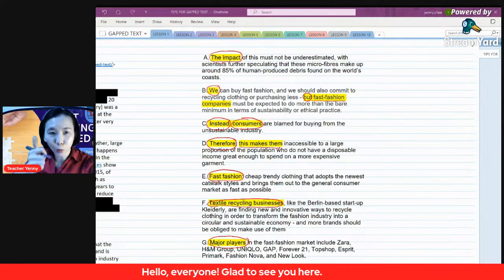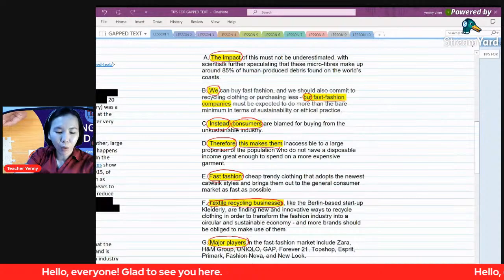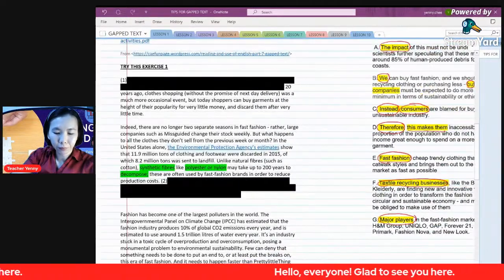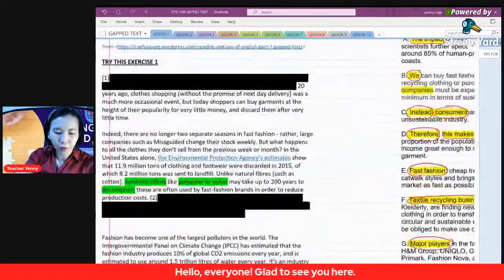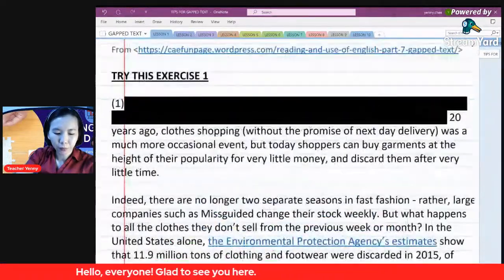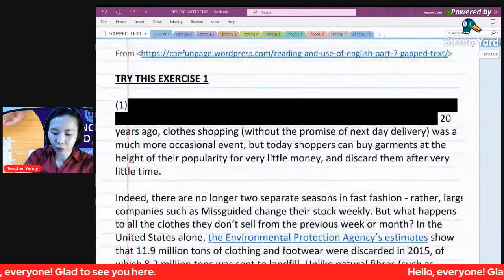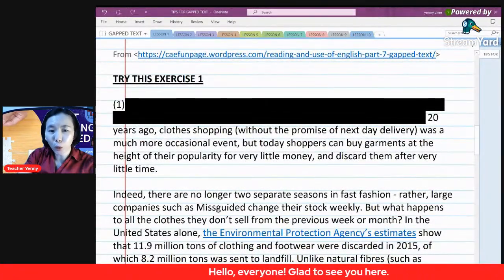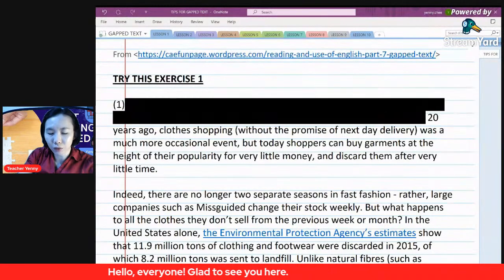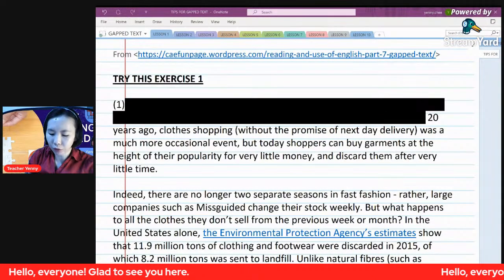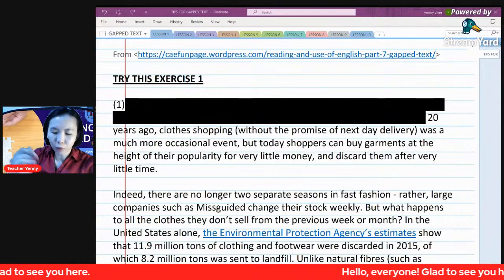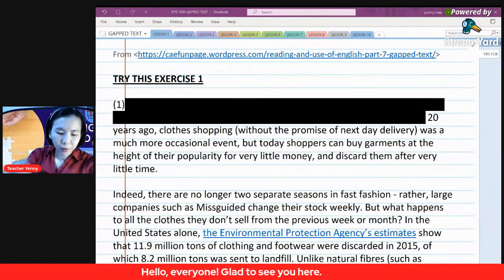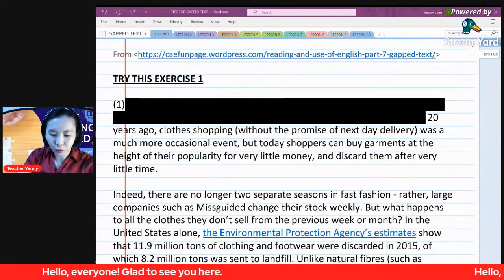Okay, are you with me? Now I move on to the gaps, all right? Let's look at the first sentence. Okay, the first sentence here. Something is missing here. Remember, you don't always need to start with the first sentence, but here I start with the first gap because it's hard for you to look at the whole text. Okay, so here let's look at the first gap.